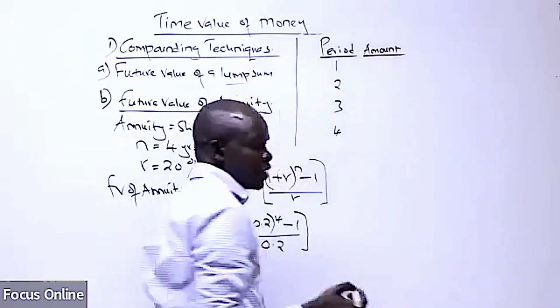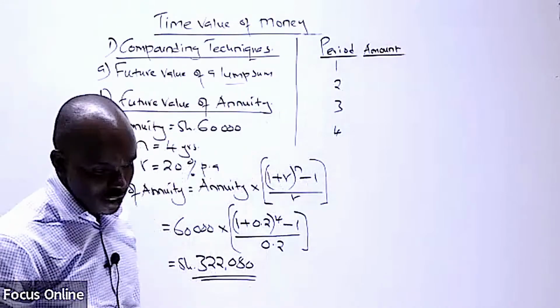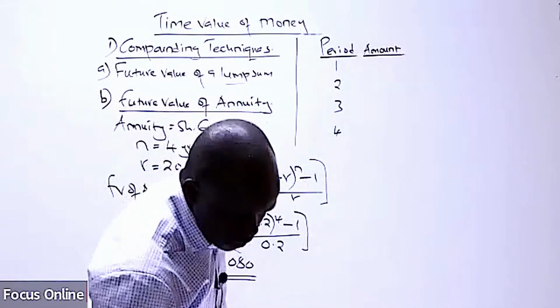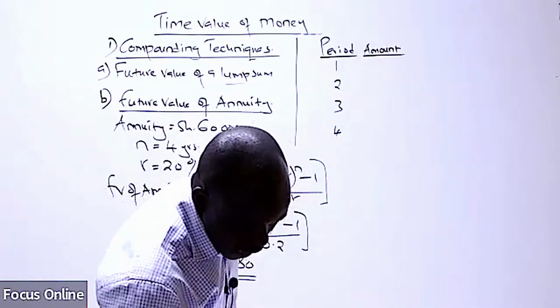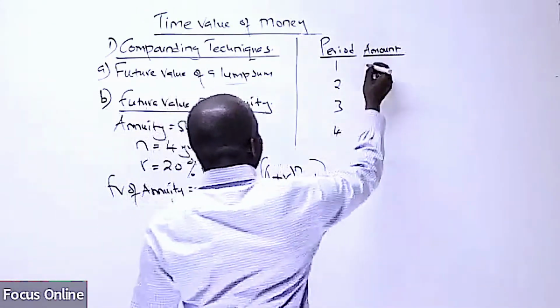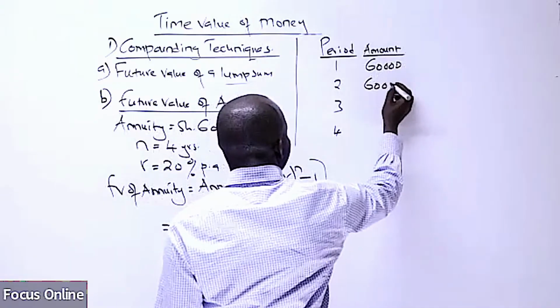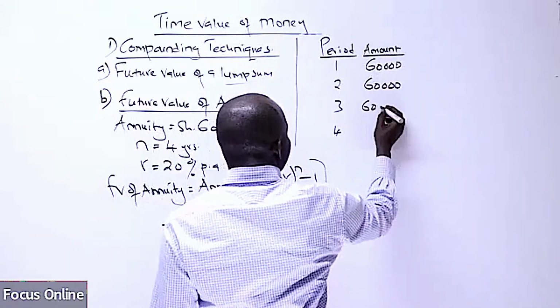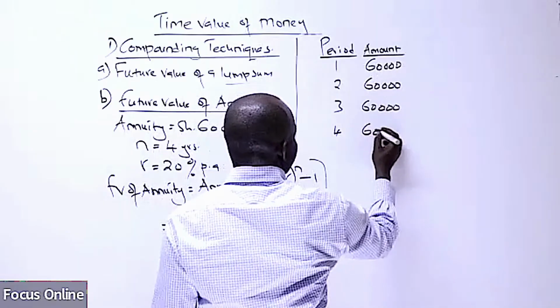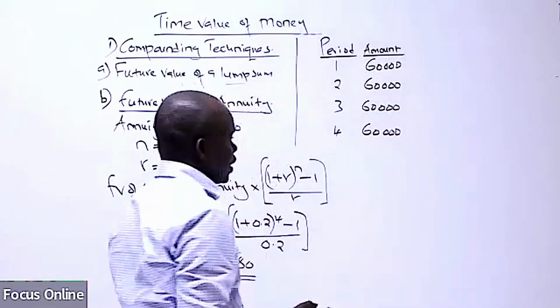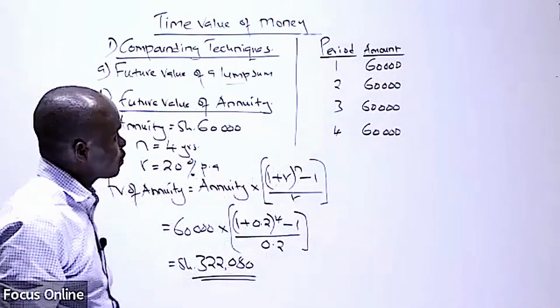Remember, this person is investing 60,000 at the end of each period. At the end of each period, this person is investing 60.